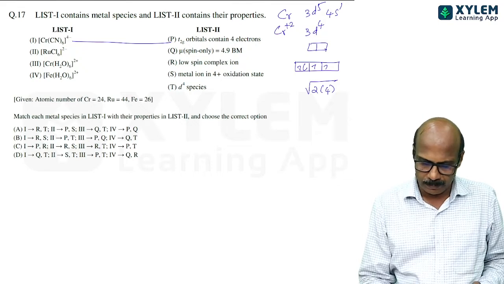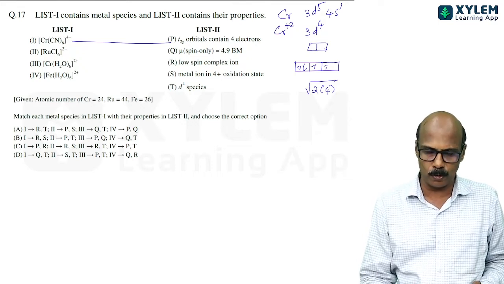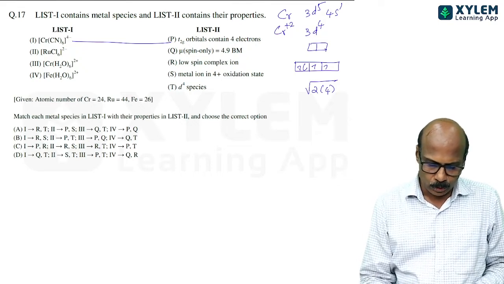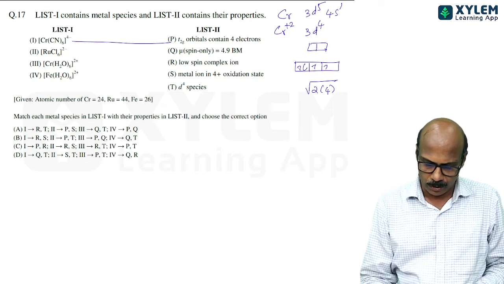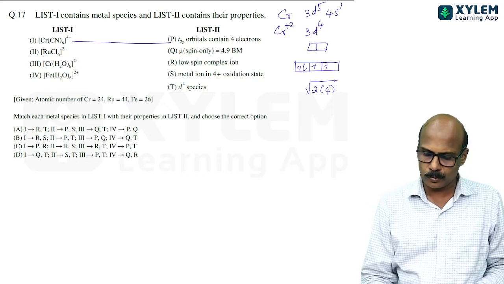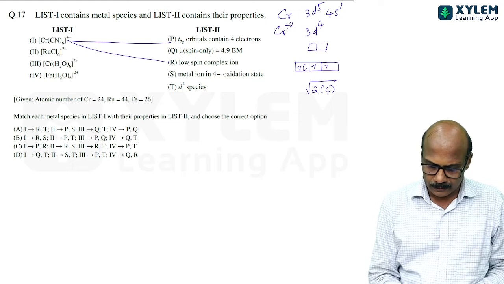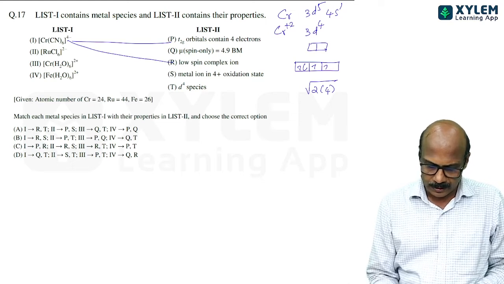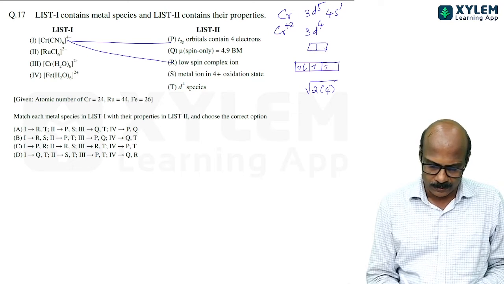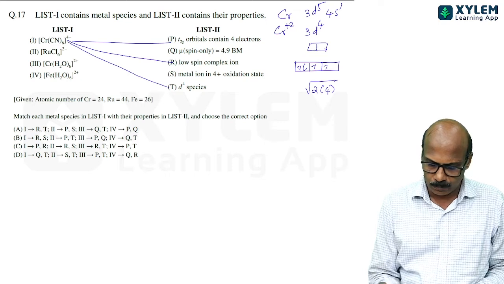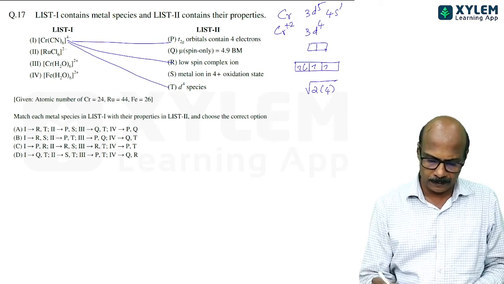Root 8 will be the magnetic moment, root 8 Bohr magneton. So Q is not applicable for the first one. No doubt it is a low spin complex. Hence you can take R, and it exists in plus 2 oxidation state, and also it possesses d4 species.